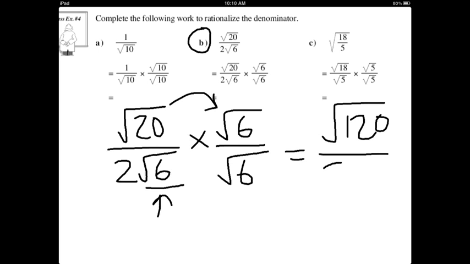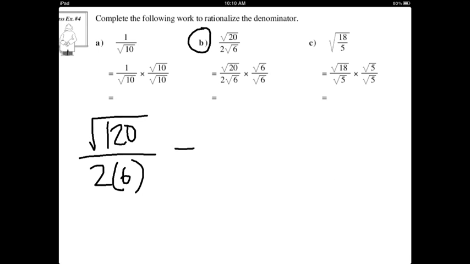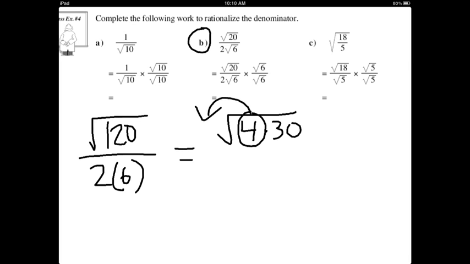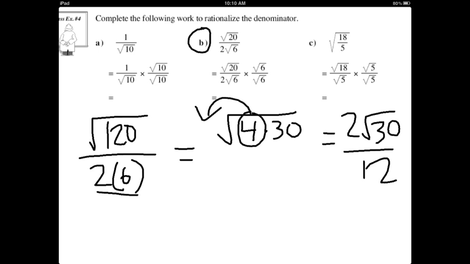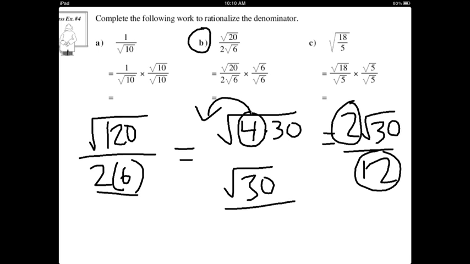On the bottom, you've got 2 times, of course, 6, because multiplying that radicand by itself, you got rid of the square root sign. Okay, working this one out, root 120 can be reduced. That's the same as saying 4 times 30. That 4 is a perfect square. It can be brought out. So now this is 2 root 30 on the top. 2 times 6, well, that's going to be 12. 2 and 12, these can be reduced because they're both divisible by 2, so what you're going to be left with is root 30 over 6.